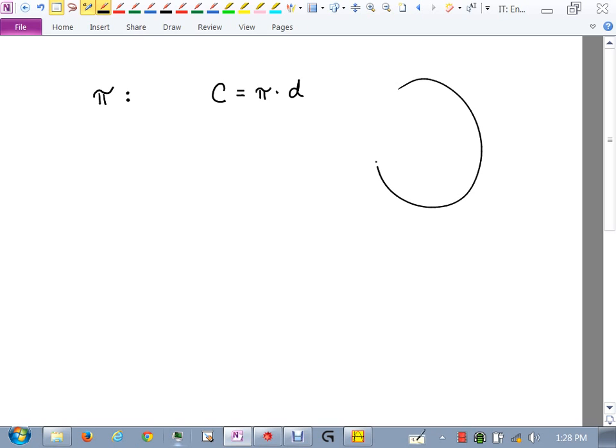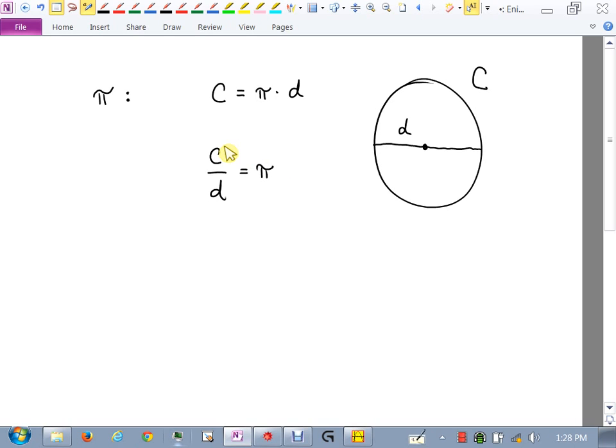So if I take a circle, the diameter goes straight across, right through the center. If that is d all the way across, and c is the circumference around the entire circle, then you take any circle and you measure its circumference, and then you measure its diameter, and you divide the circumference by the diameter, it has to be equal to pi. So pi is this ratio of a circle's circumference to its diameter.